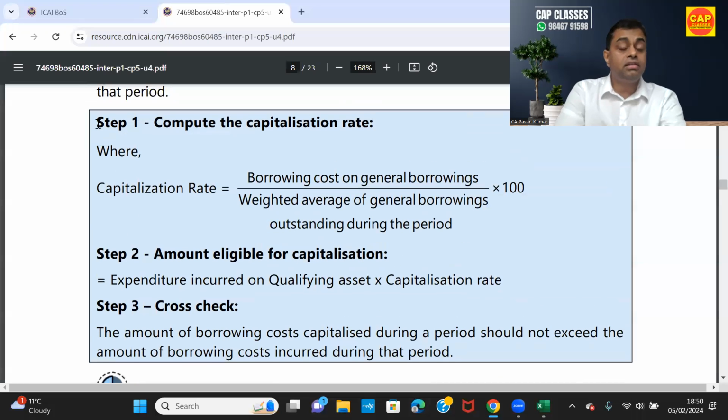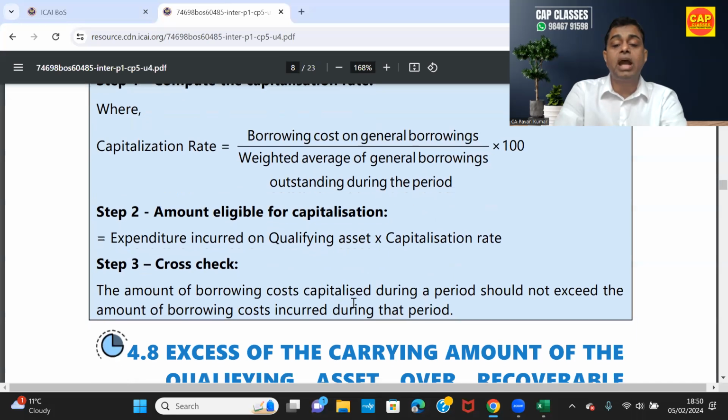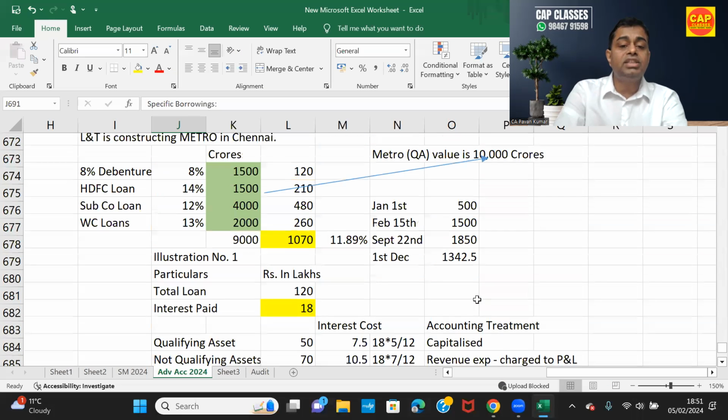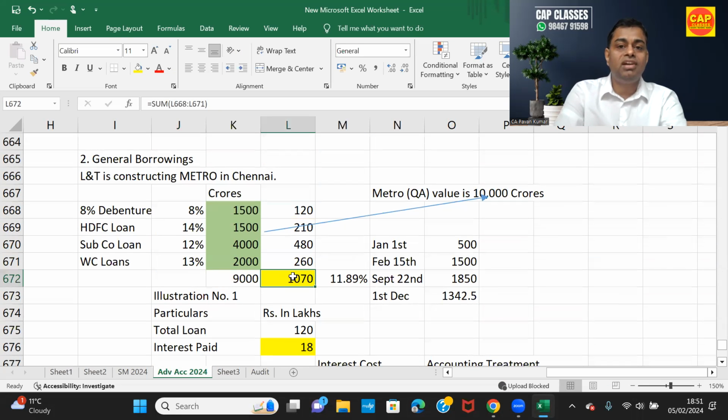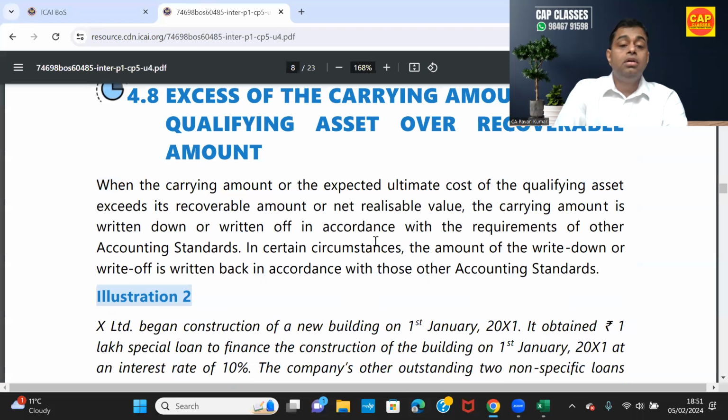Okay, so this is specific borrowing. This is general borrowing. They're telling you step one, calculate the capitalization rate. What is the capitalization rate? That weighted average interest rate. Step two, amount eligible for capitalization. Step three, cross-check that the amount of borrowing cost capitalized should not exceed the amount of borrowing cost incurred during the period. For example, in this case, what is the amount incurred? 1070. Borrowing cost capitalized cannot exceed 1070. How can you capitalize borrowing cost more than what you actually paid? You understand? That is what they are saying. Don't worry. We'll see all these things.